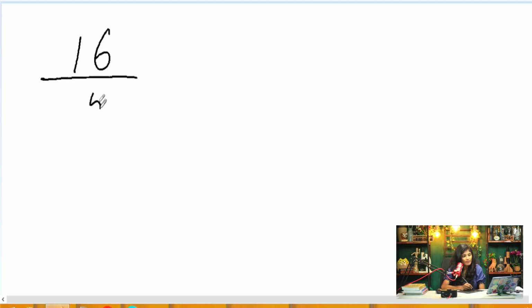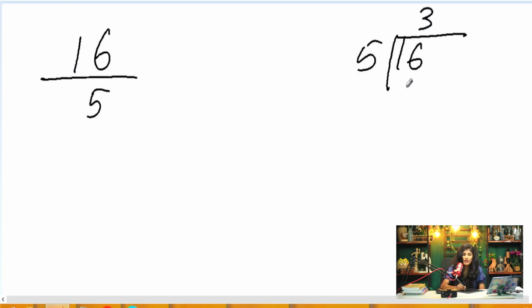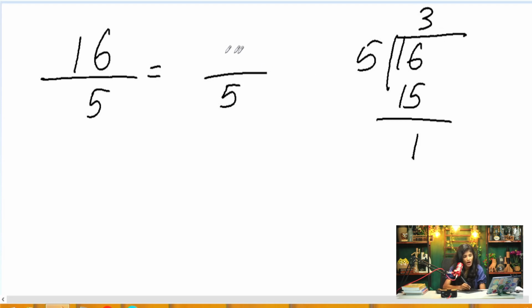16 divided by 5. For 16, how many 5's are there? Yes, 3. 3 times 5 is 15. 1 is remaining. So we will put them. The denominator is 5. We have the whole number 3 and the remainder is 1. That's it. You can note down anything you want.